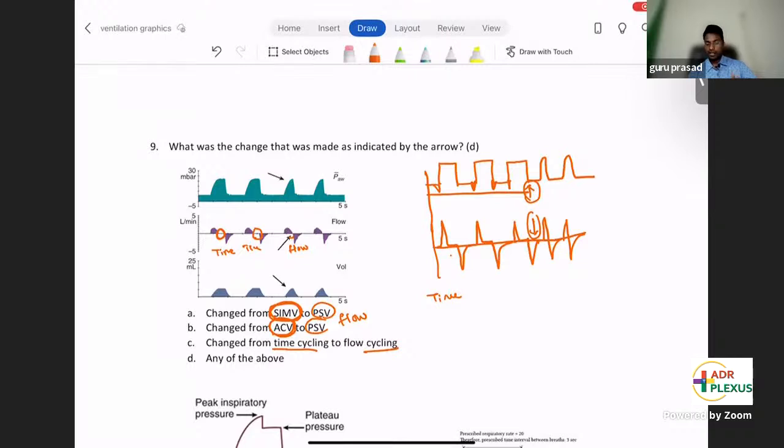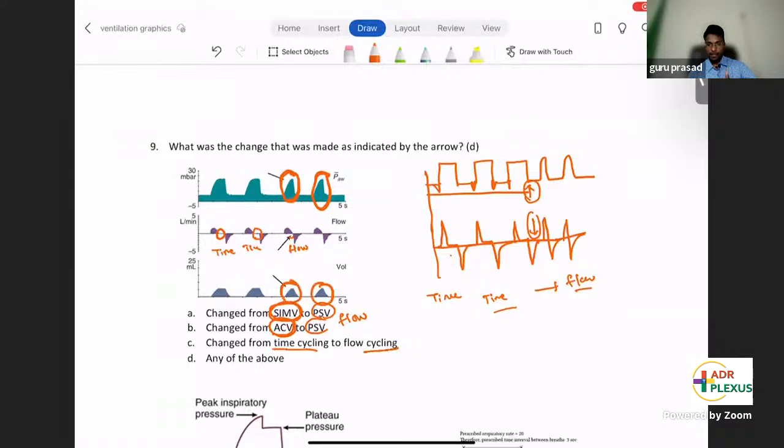So basically, the other thing which you should know is whenever you are changing from time cycle to flow cycle, what are the changes that are happening? If you see, the mean airway pressure is decreased because your inspiratory time is getting less, so the area under the graph is coming down. Whenever you change from SIMV or assist control ventilation to pressure support ventilation, your mean airway pressure will fall down, and at the same time the volume generated, the tidal volume, will also fall down.